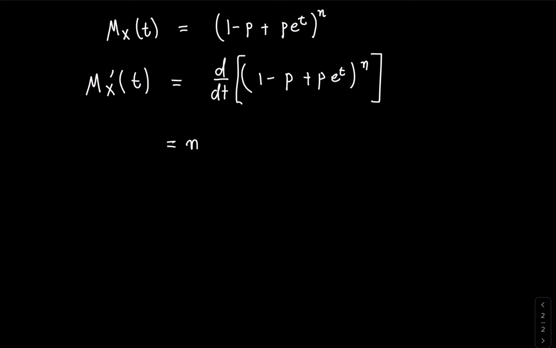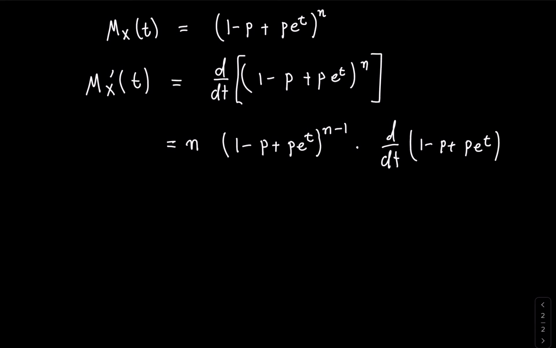So we're going to bring the power down the front, that is our power of n. We're going to take our expression here, 1 minus p plus p e to the t, to the power n minus 1. And then finally, we've got to multiply by the derivative of the inner function here. Again, I'm just going to write that outside the brackets here.